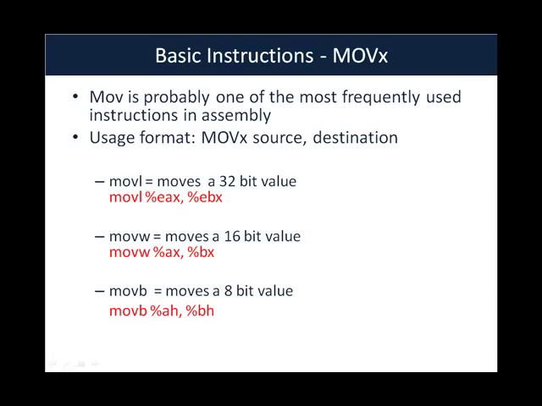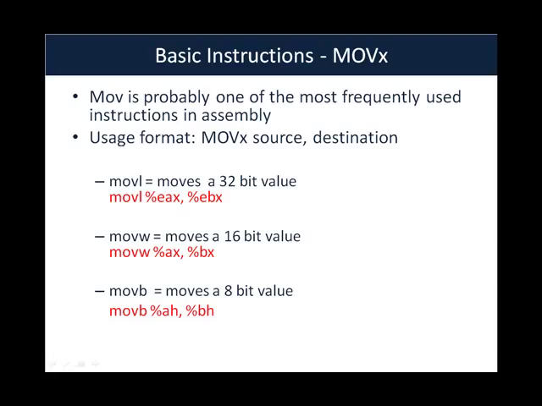The first instruction of importance is the move instruction, and the usage format is very simple: move source into the destination. There are three variations depending on the size of the source and the destination. The first is movl, which is used to move a 32-bit value. In this example, movl EAX, EBX means copy the value of EAX into EBX. However, EAX itself is not changed in this instruction.